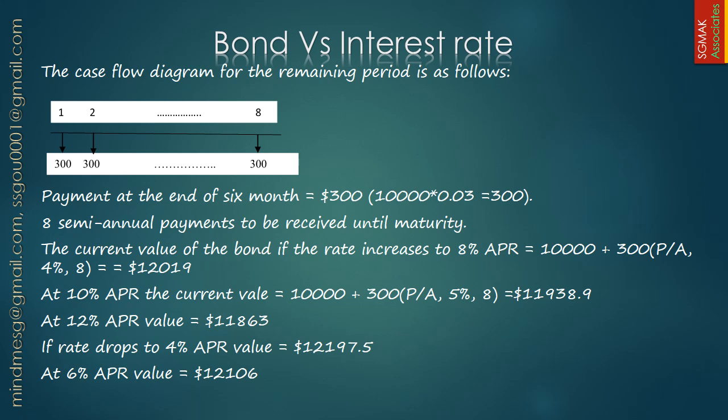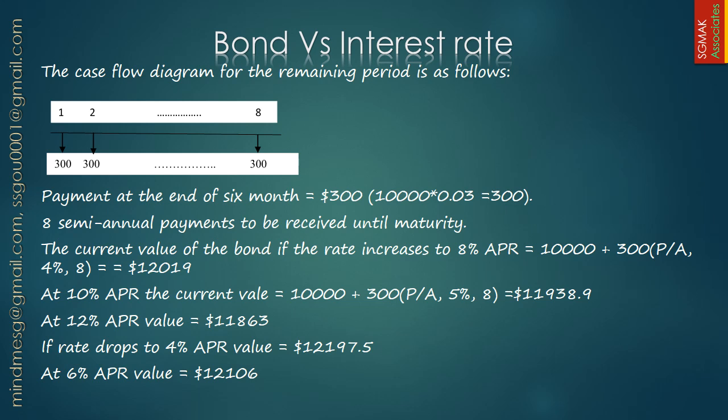So what we have done here: first, every 6 months the payment is $300. It is a semi-annual payment to be received until maturity. So the value now, at the end of 2 years of this 6-year plan, will be $10,000 plus the present value of 8 cash flows of $300 each received at the end of every 6 months. So use a factor that converts an annuity into present value, because a fixed $300 end-of-period payment is called an annuity. We have eight annuity payments of $300.